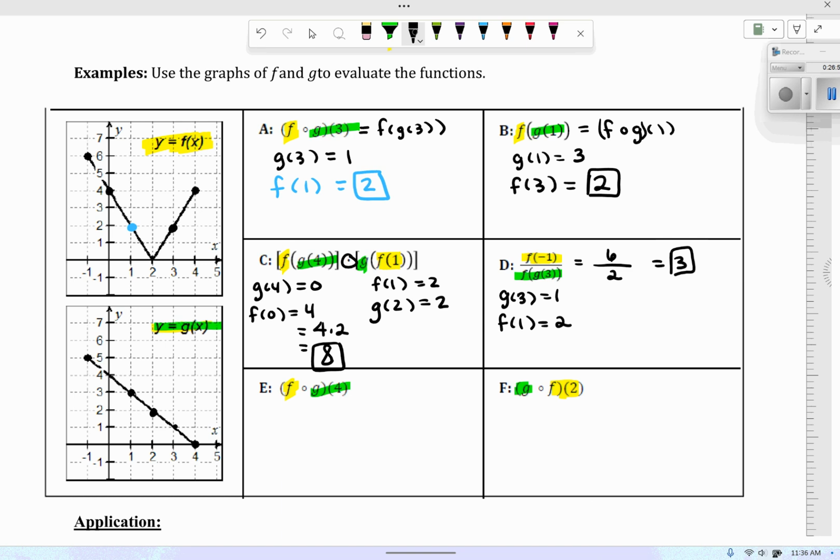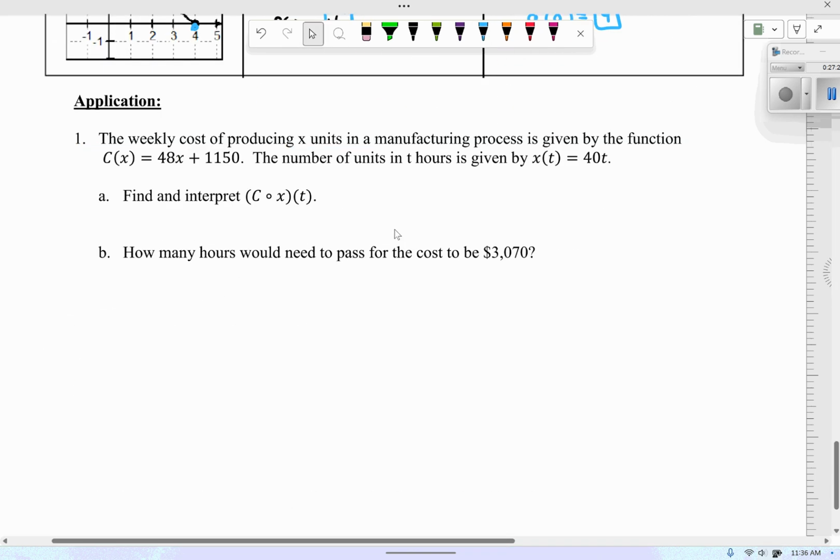So then pause the video, do these next ones on your own. When you're done, you can unpause to check your work. So g of 4 on the g of x graph gives us 0, and then f of 0 gives us 4, because that would be right here in my graph. 4, and then f of 2 is 0, and g of 0 is 4. All right, so that's from the graphs.